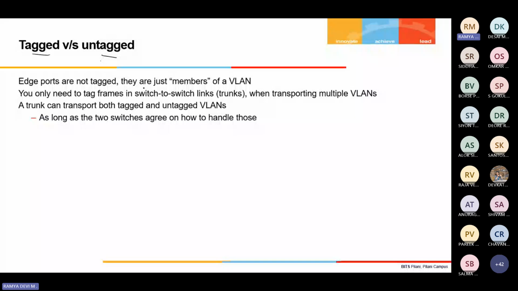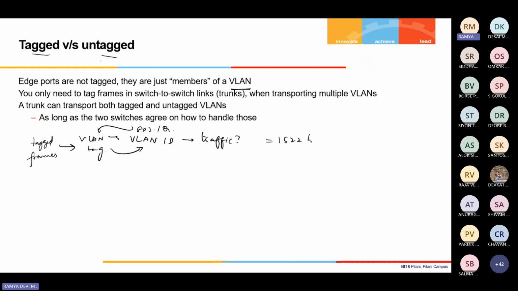So tagged frames will be adding certain tag information, in order to identify the VLAN ID, to which VLAN the traffic is for. That's the reason the VLAN ID will be inserted into the VLAN tag, inside the Ethernet frame. 802.1Q will be inserting the VLAN tag, which contains a VLAN ID in order to identify to which VLAN we are sending the packets. This is for the tagged frames. So the tagged frames, the resultant will be 1522 bytes.